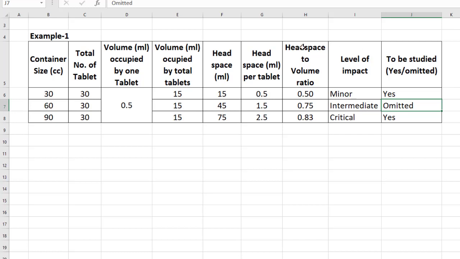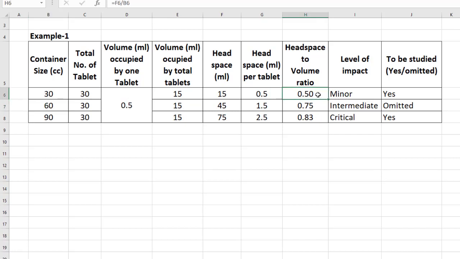Now if you look at another calculation, which I have not discussed yet, this is something called the headspace to volume ratio. What is that? Headspace to volume ratio. This is the term I found used in the bracketing guideline. You can also calculate the headspace to volume ratio, and you will still find that the 30 cc is again a minor one, the 90 cc is again a critical one, and the 60 cc is again an intermediate level.